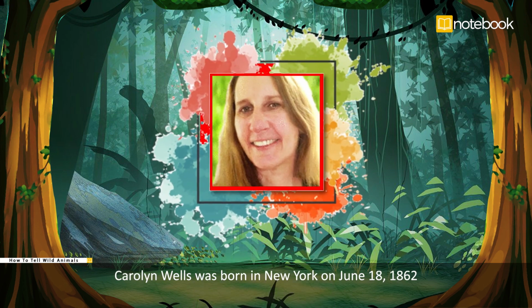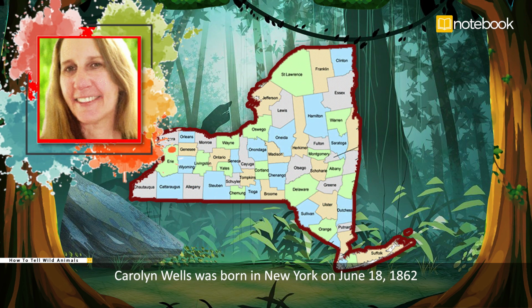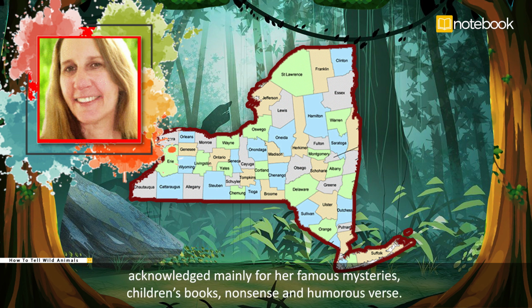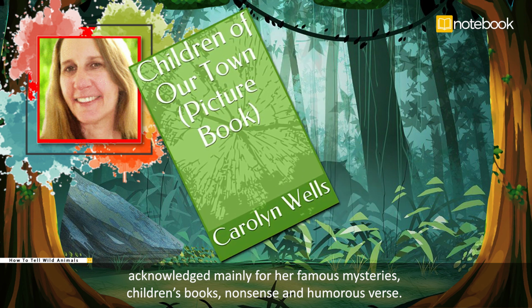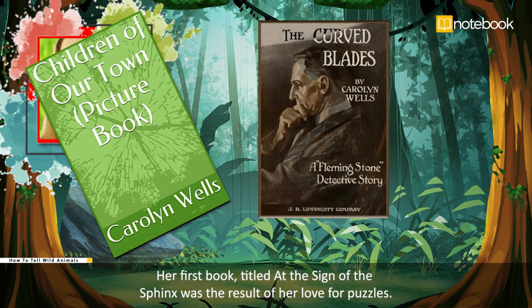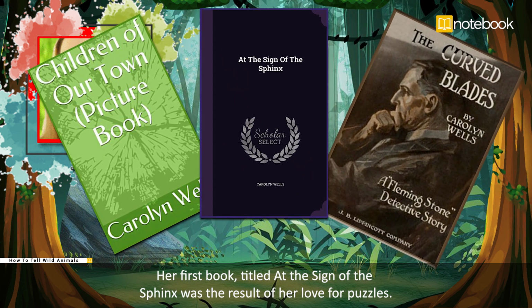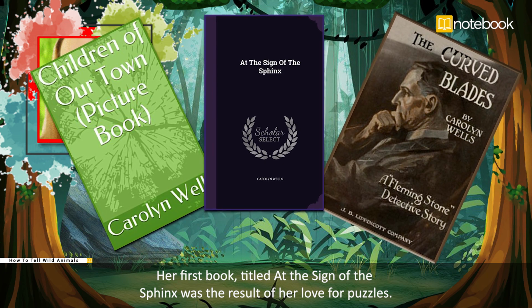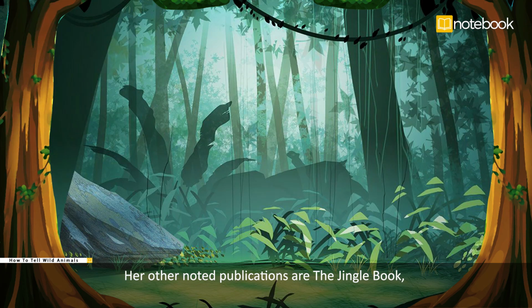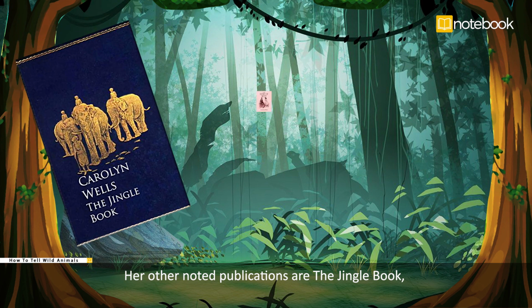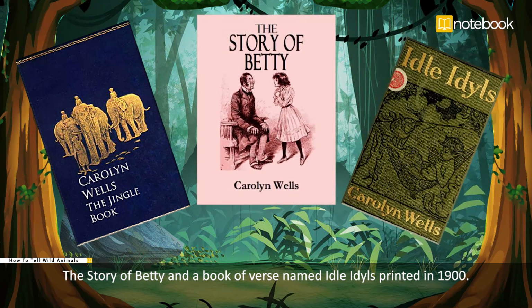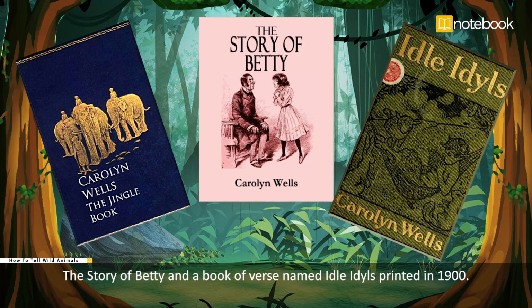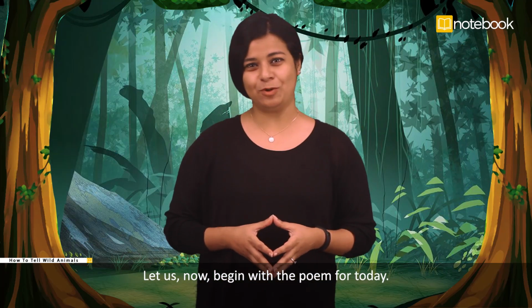Carolyn Wells was born in New York on June 18, 1862. She was a prolific American writer, acknowledged mainly for her famous mysteries, children's books, nonsense and humorous verse. Her first book, titled At the Sign of the Sphinx, was the result of a love for puzzles. Her other noted publications are The Jingle Book, The Story of Betty, and a book of verse named Idle Idylls, printed in 1900. Let us now begin with the poem for today.